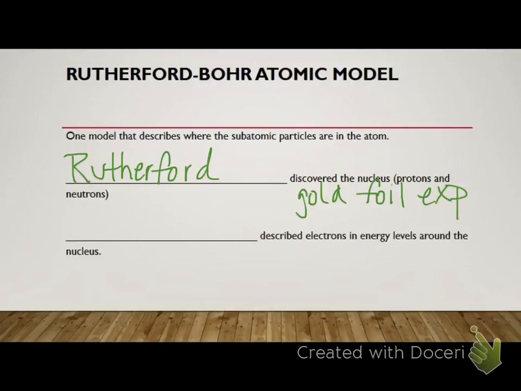And then a guy by the name of Niels Bohr described electrons and the energy levels. He was the first person to say that electrons exist in a specific energy level, that they can't just willy-nilly go anywhere they want to. So he is the first one to do that. When we get to chapter 4, we'll talk about electrons and where they exist and their energy levels a lot more extensively. This is just kind of an introduction to it.